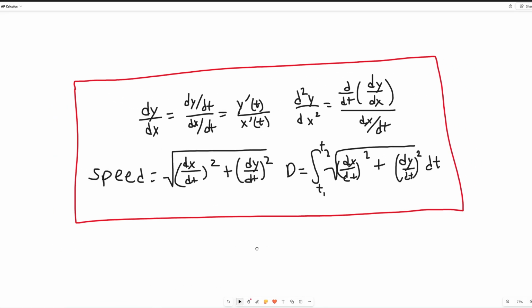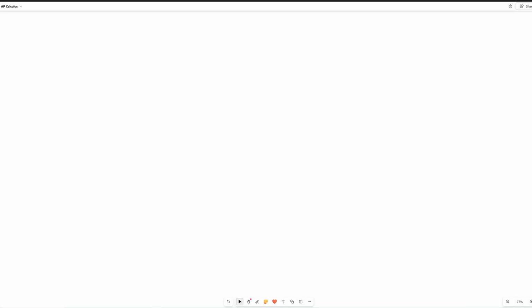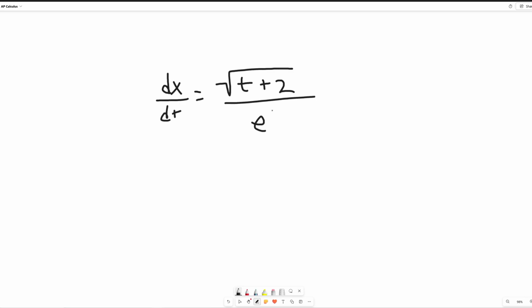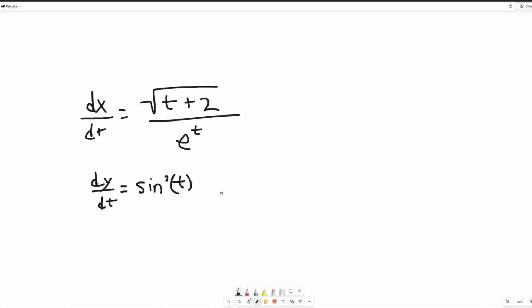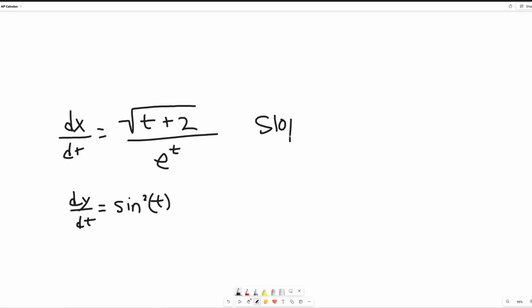So, using these 4 equations, I will give you dx over dt as the square root of t plus 2 over e to the t. I will give you dy over dt as sine squared t. So, the first part, find the slope at t equals 2.